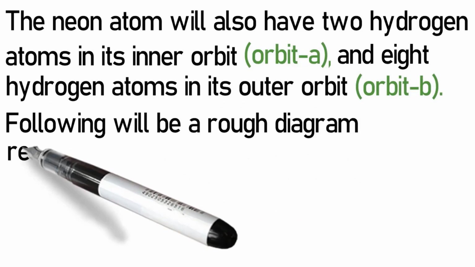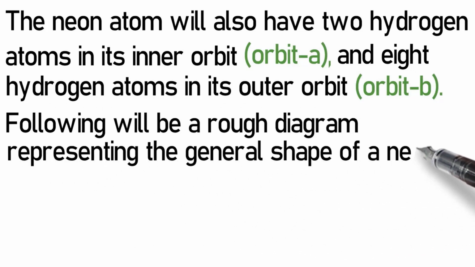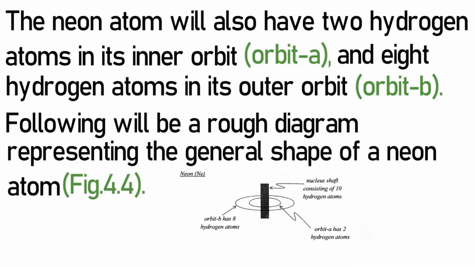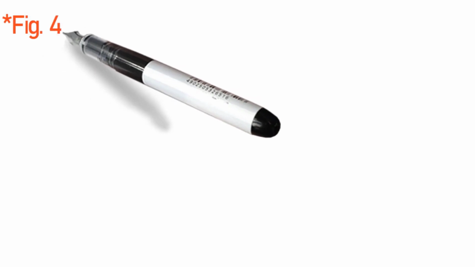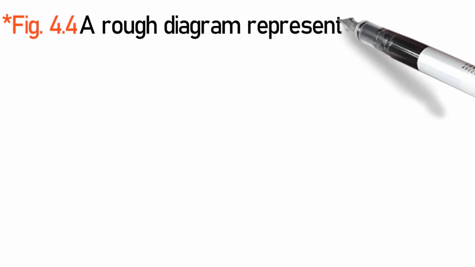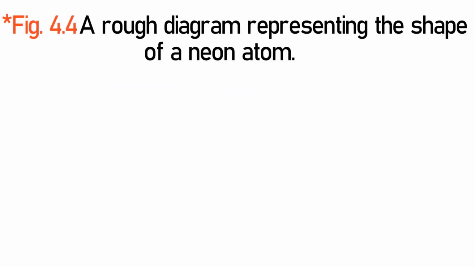Following will be a rough diagram representing the general shape of a neon atom, figure 4.4. Nucleus shaft consisting of 10 hydrogen atoms. Orbit B has 8 hydrogen atoms. Orbit A has 2 hydrogen atoms. Figure 4.4. A rough diagram representing the shape of a neon atom.